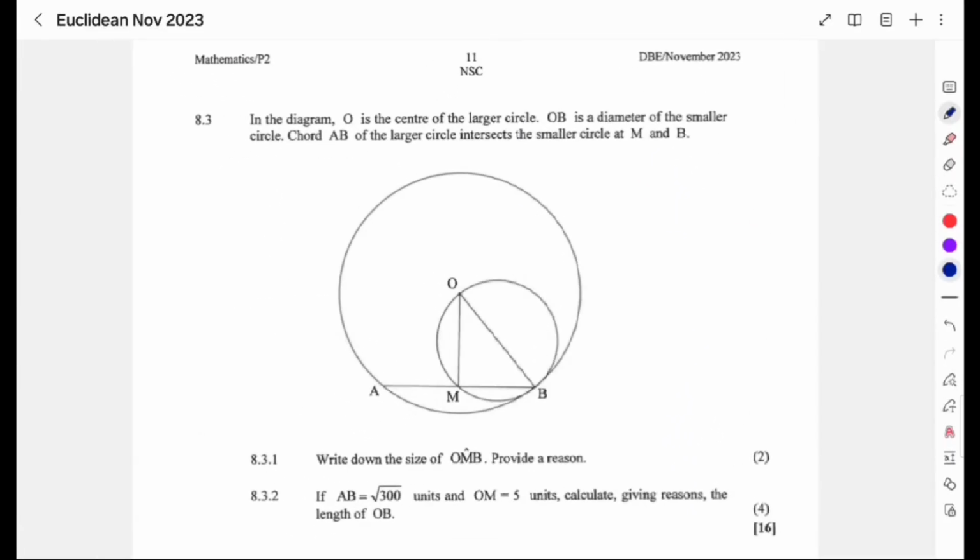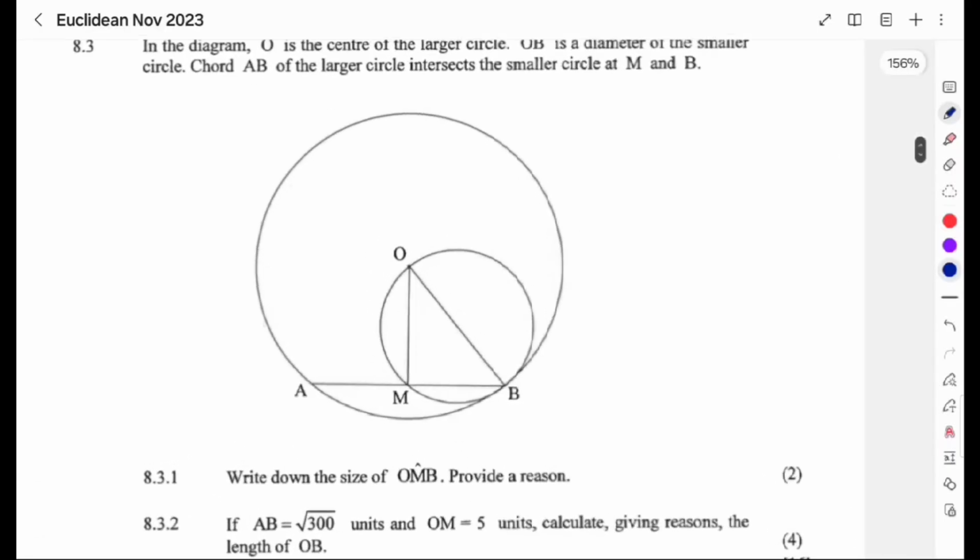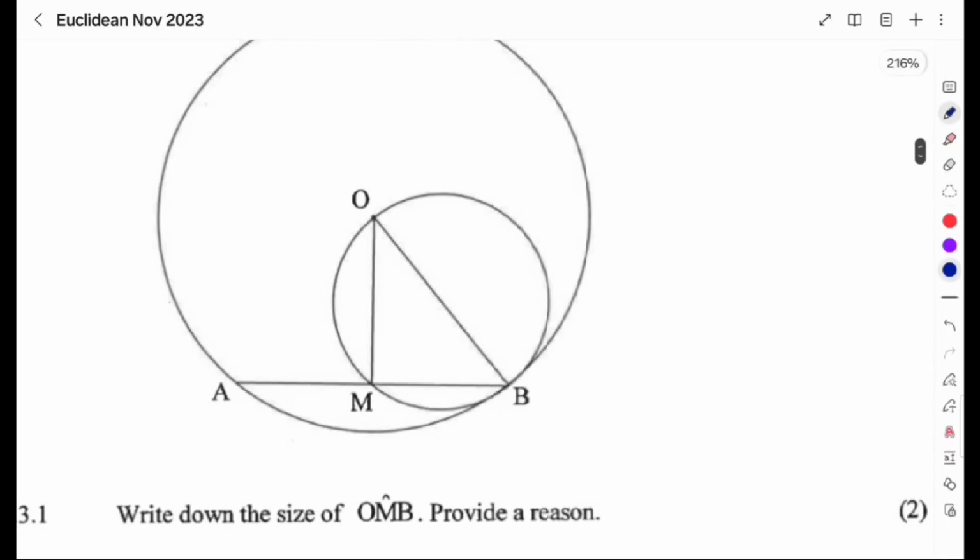In the diagram, O is the center of the larger circle. OB is a diameter of the smaller circle. So let's focus on that quickly. It is stated that OB is the diameter of the smaller circle. Please take note that a diameter will always subtend an angle of 90 degrees at the circumference.